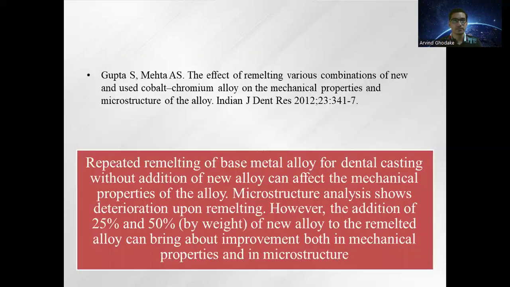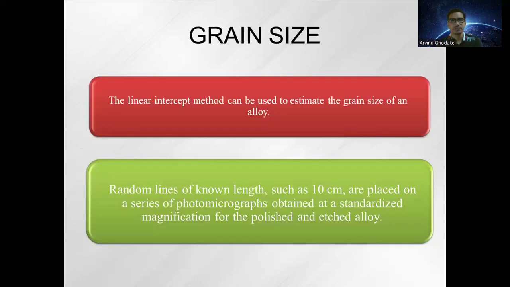Repeated remelting of the base metal alloy for a dental casting without addition of new alloy can affect the mechanical properties of the alloy. The microstructure analysis shows deterioration upon remelting. However, the addition of 25% to 50% of new alloy to the remelted alloy can bring about improvement both in mechanical properties and in microstructure.